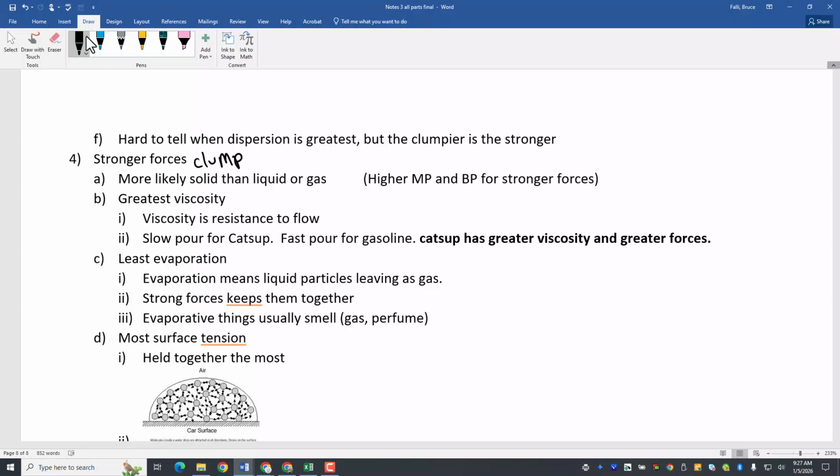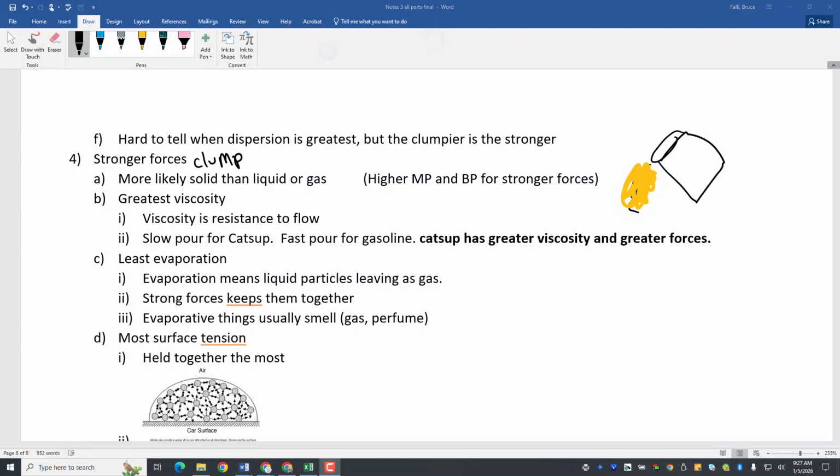Greatest viscosity. Viscosity is resistance to flow. So think about pouring a ketchup bottle. Oh my goodness, I got to draw a ketchup bottle. That doesn't look like a ketchup bottle, but let's make it a honey jar. Oh, a jar of honey. And out comes the delicious yellow honey. Doesn't honey flow slower than water? That's because honey clumps more, right? Viscosity is resistance to flow. Slow pour for ketchup, fast pour for gasoline. Ketchup has a greater viscosity and greater forces.